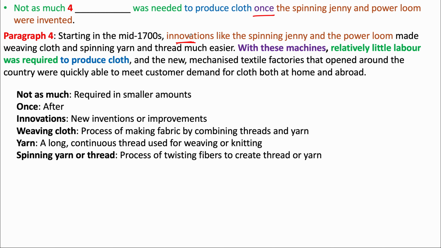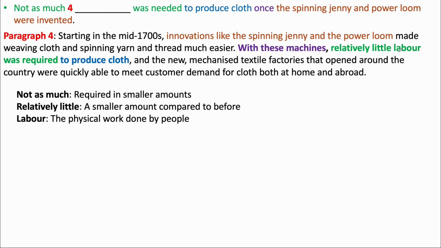Innovations means new inventions. This part of the paragraph tells us that after the invention of machines like the spinning jenny and the power loom, weaving cloth and spinning yarn and thread became much easier. That means it became easier to produce cloth. Relatively little labor was required means not as much labor was required. So the answer to the fourth question is labor.